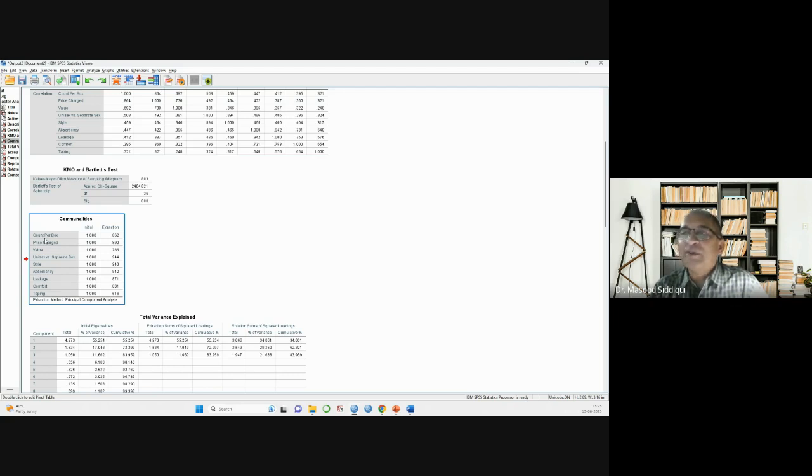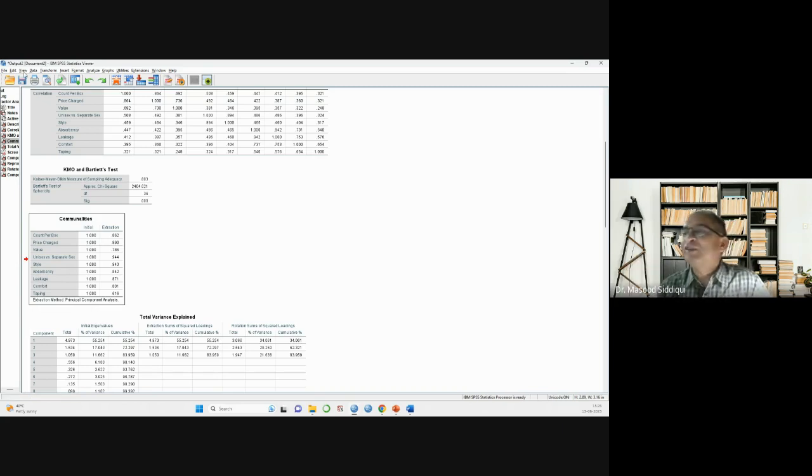It means count per box has a common variance of 86%, which is a high value. It means that the variable is participating in the principal component analysis. Here we go with the thumb rule of 0.5: all those communalities that are above 0.5 are supposed to be appropriate for the principal component analysis, and they will be included in the analysis. If a particular variable shows low communality, it will be eliminated, and we will redo this analysis.